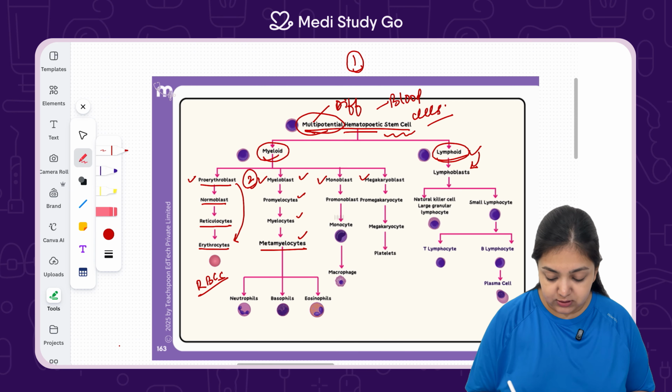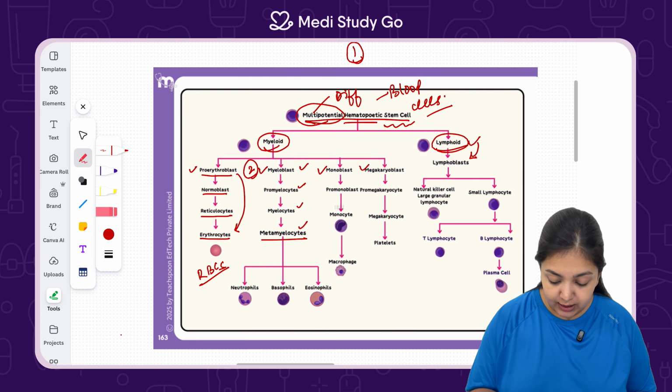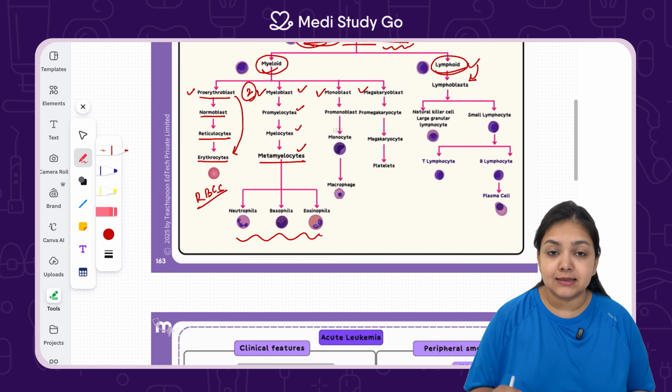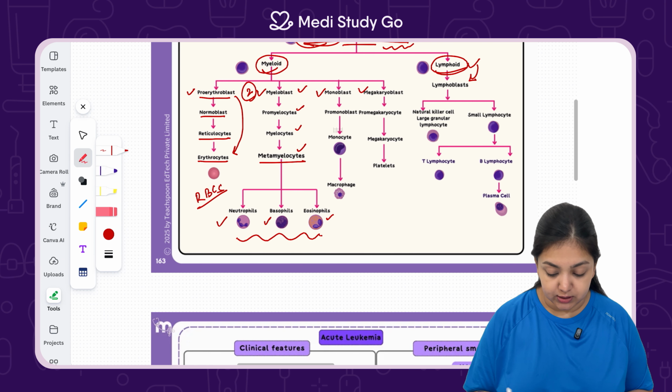Now, metamyelocyte is further differentiated into three types of blast cells on the basis of the type and the segments in the nucleus. Hypersegmented cells are the neutrophils. Next come basophils, which have a dense cytoplasm. And lastly, we have eosinophils, which have spectacle or lens-like nucleus.